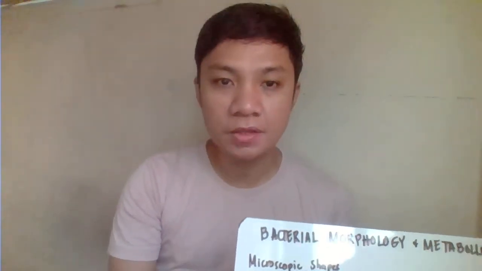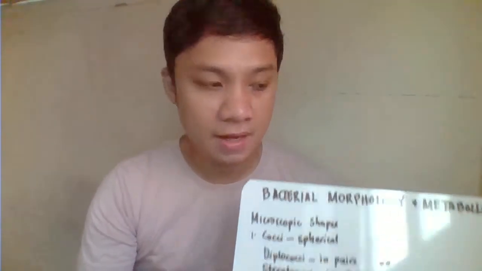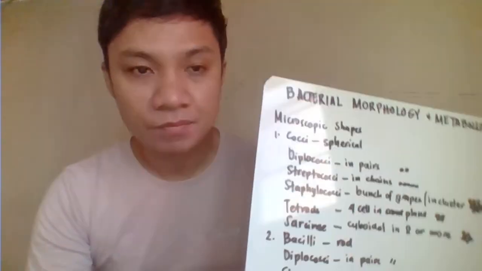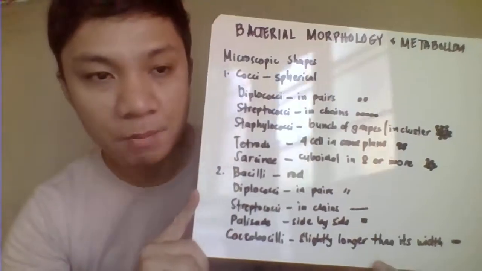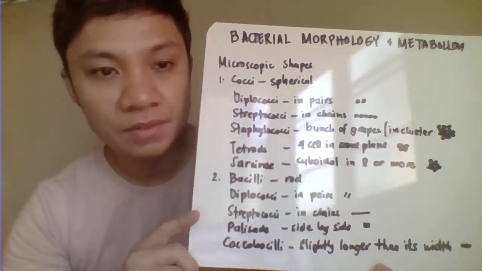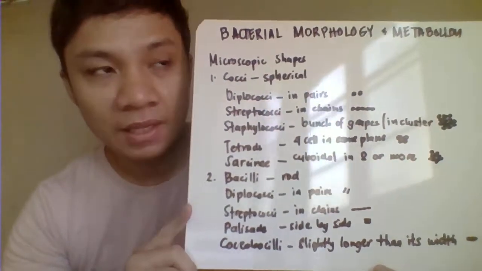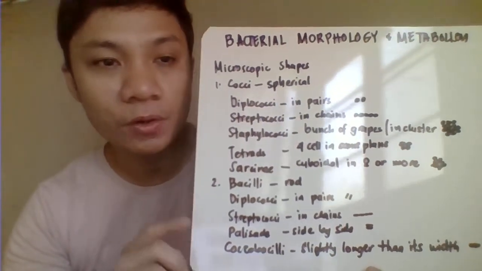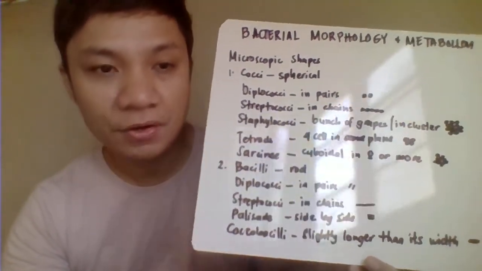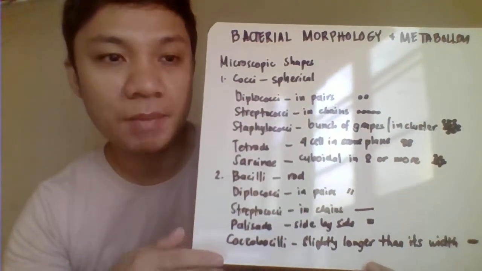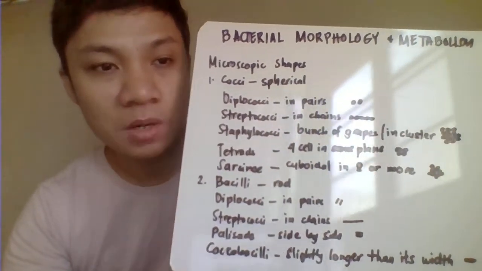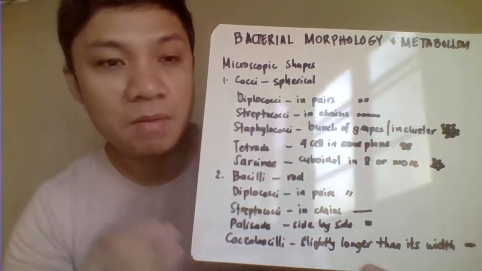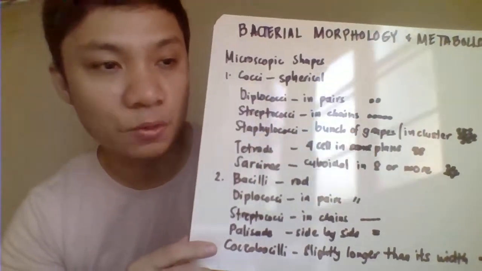Okay, so today we're going to discuss all about bacterial morphology, and we also have bacterial metabolism or metabolic activities. So we start our discussion with bacterial morphology. We have here the shapes of your bacteria under the microscope, and identifying the shape of the bacteria under the microscope would also allow us to describe your bacteria. When we are reporting your bacteria, we could use these terms to describe the morphology of your bacteria under the microscope.